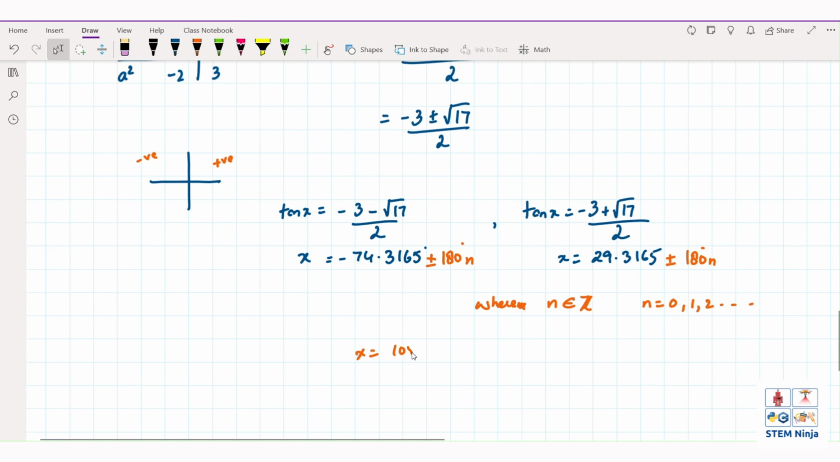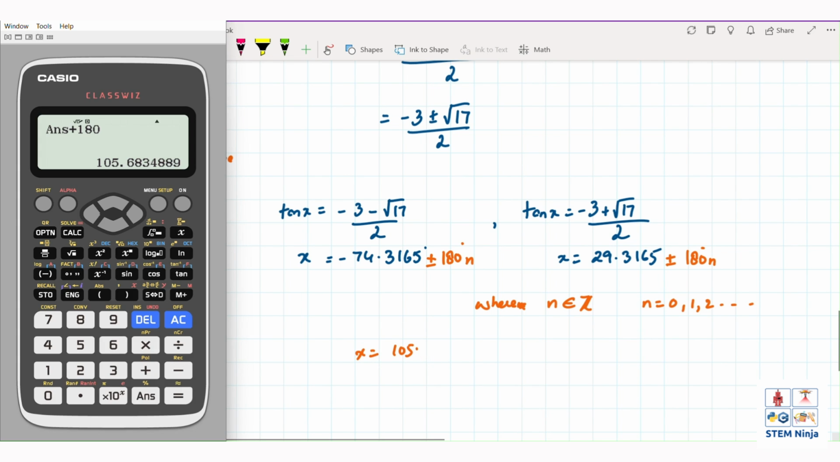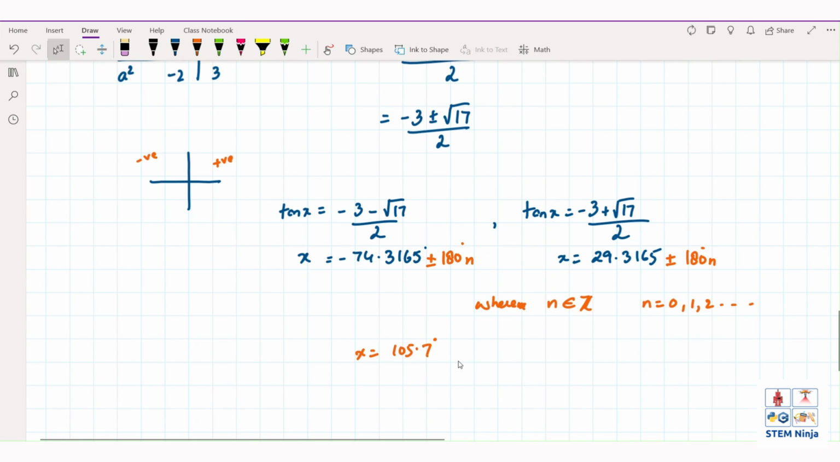So 105.68, or just 105.7 degrees. If we go further, 180 degrees, that will be beyond the range. And similarly, this one would be 29 as it is. So 29.3 would be the answer. Actually, you would write it in ascending order: 29.3 degrees and 105.7 degrees.